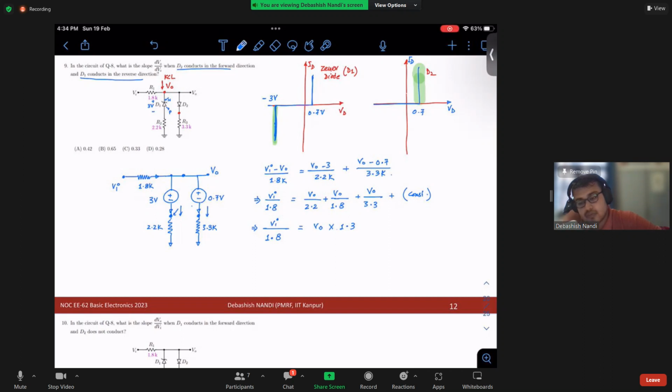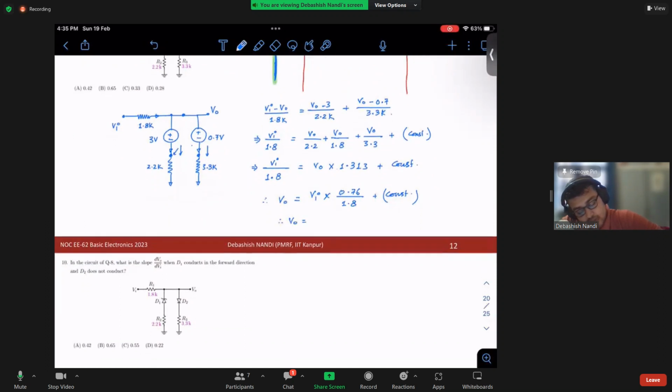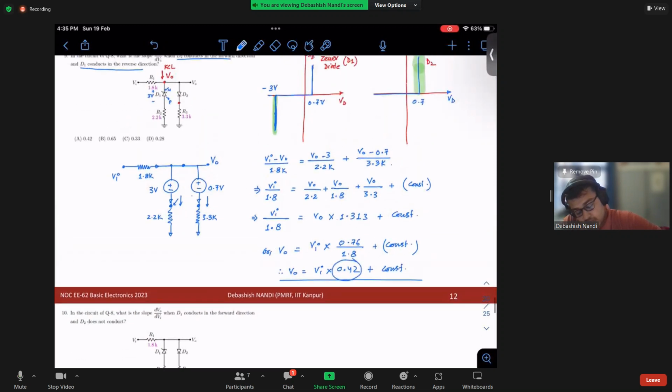So this is 1.313 plus some constant terms. So your V naught would be equal to Vi into 0.76 over 1.8 plus some constant terms. So V naught is Vi into 0.42 plus some constant terms. So this is my slope, right? So yeah, A is the right answer.